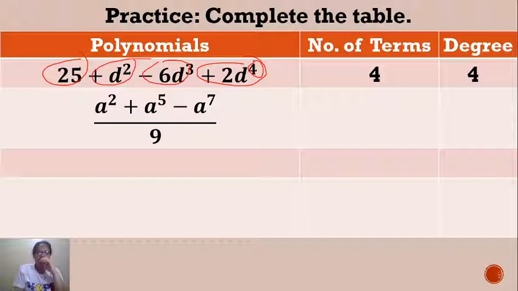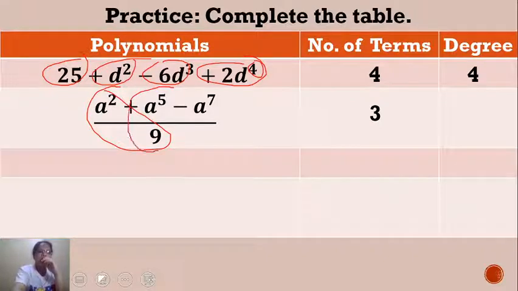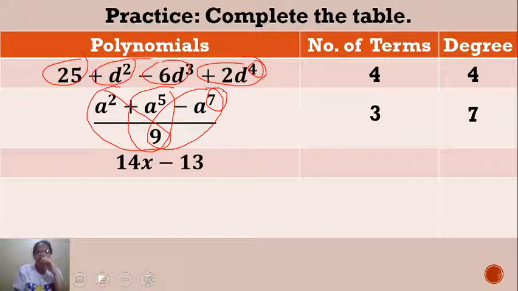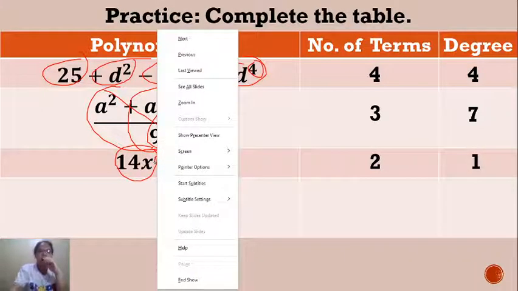Number of terms of a squared plus a to the fifth minus a to the seventh all over 9. There are 3 terms. What are those terms? We have a squared over 9, a to the fifth over 9, and negative a to the seventh over 9. So what's the degree? That's 7, the highest exponent of a. 14x minus 13, how many terms are there? There are 2. The terms 14x and negative 13. And what's the degree? That's 1, which is the exponent of x, which is invisible.